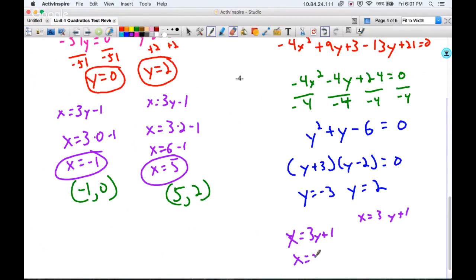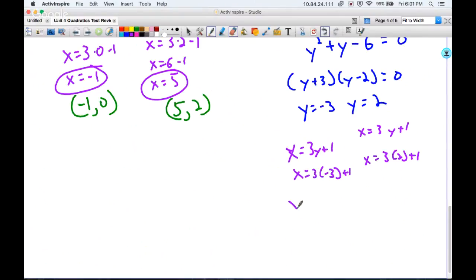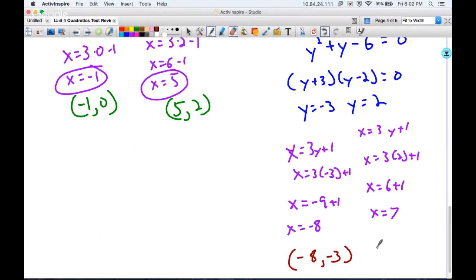And we get x equals 3 times negative 3 plus 1. X equals 3 times 2 plus 1. Keep going down. X equals negative 9 plus 1. X equals 6 plus 1. X equals negative 8. X equals 7. To give us our final answer, negative 8 comma negative 3 and 7 comma 2.